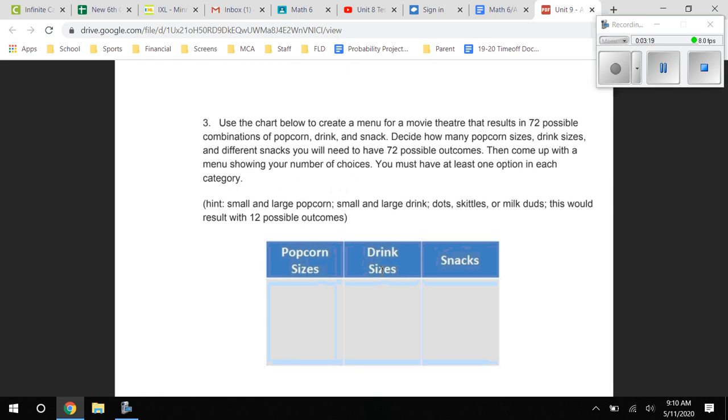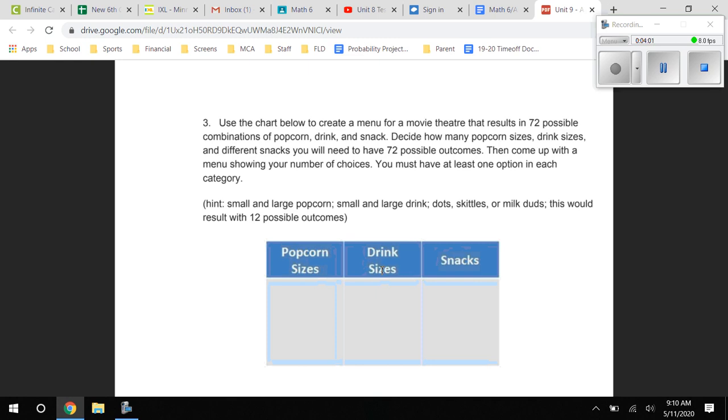It says number 3, use the chart below to create a menu for a movie theater that results in 72 possible combinations of a popcorn, drink, and a snack. Decide how many popcorn sizes, drink sizes, and different snack sizes you will need to have 72 possible outcomes. Then come up with a menu showing your number of choices. You must have at least one option in each category. So you can't do like 72 popcorns and one drink size, and 72 times 1 would be 72. That won't work. So it says, here's a hint. Small and large popcorn, small and large drink, Dots, Skittles, or Milk Duds.